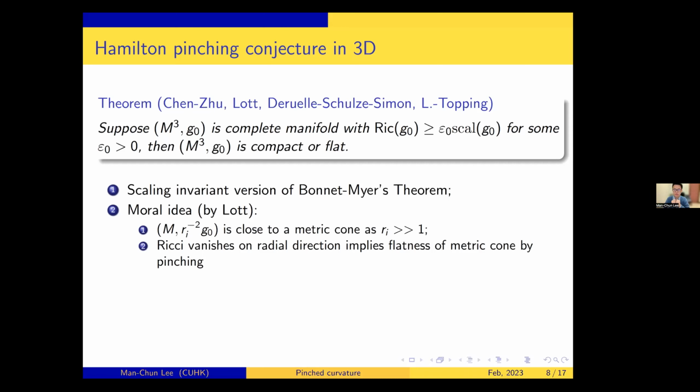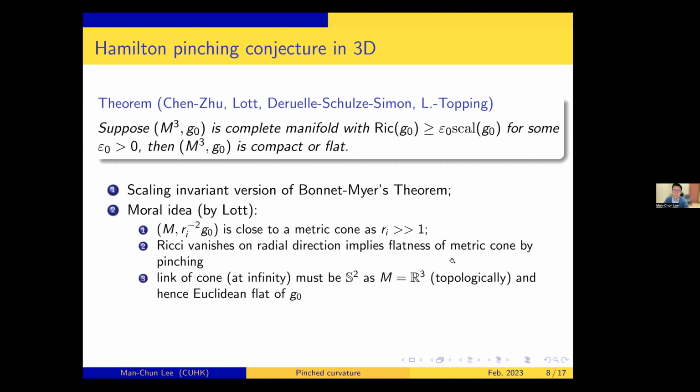The pinching at infinity is very crucial because otherwise there is no metric cone structure at infinity. If it does, then you have Ricci flatness at infinity by the pinching condition. So the infinity is like a metric cone. If the metric cone is flat at infinity, then the link of the cone must be a sphere because the manifold must be topologically Euclidean, because of the work of Schoen and Yau.